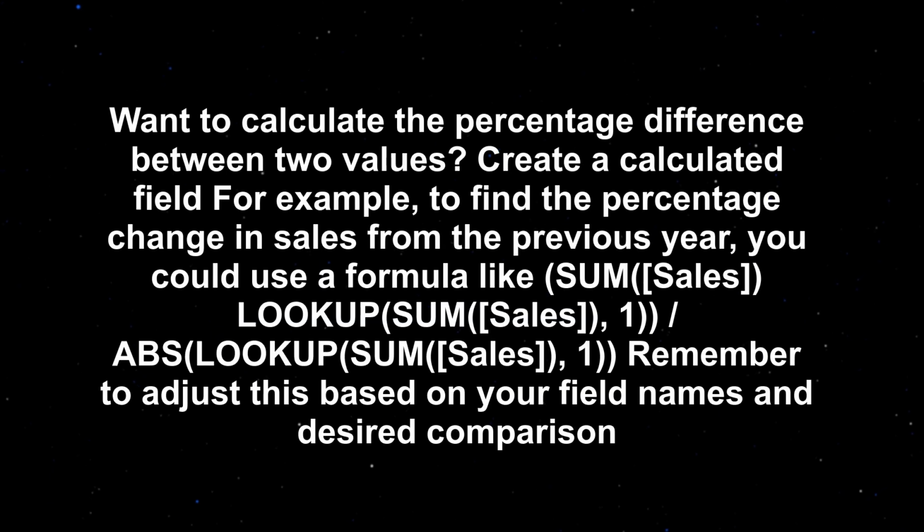Want to calculate the percentage difference between two values? Create a calculated field. For example, to find the percentage change in sales from the previous year, you could use a formula like (SUM([Sales]) - LOOKUP(SUM([Sales]), -1)) / ABS(LOOKUP(SUM([Sales]), -1)). Remember to adjust this based on your field names and desired comparison.